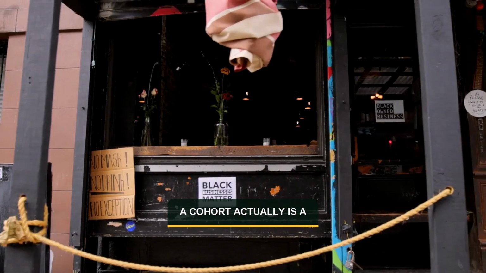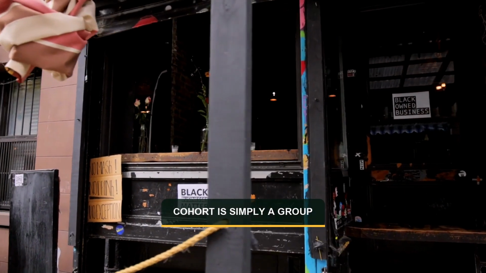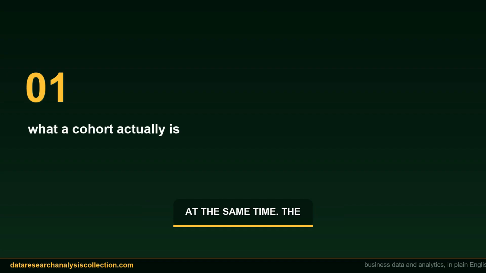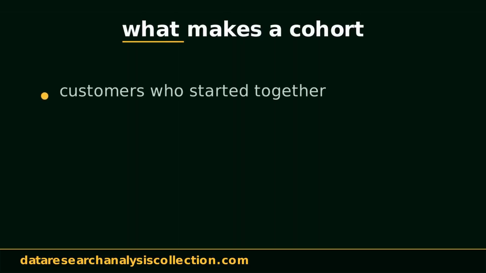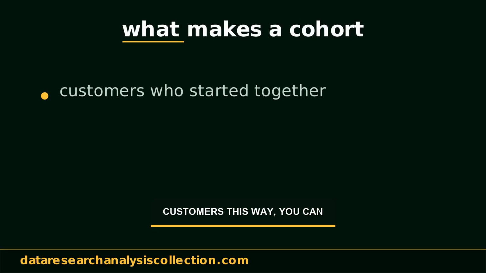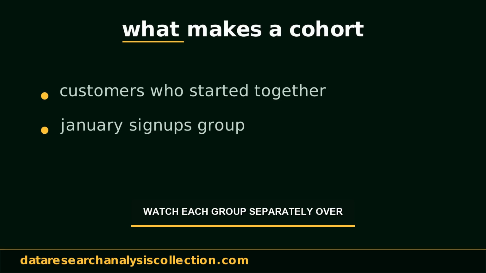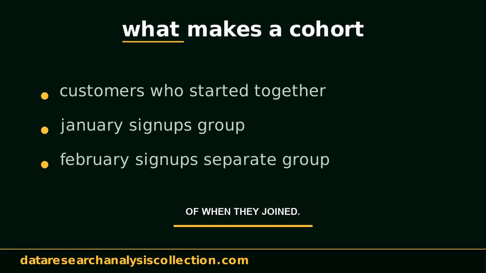What a cohort actually is. A cohort is simply a group of customers who all started at the same time. The customers who signed up in January are one cohort. The customers who signed up in February are a different cohort. That is the entire idea. No more complicated than that. Once you have grouped your customers this way, you can watch each group separately over time and see how it behaves, rather than blending every customer together regardless of when they joined.